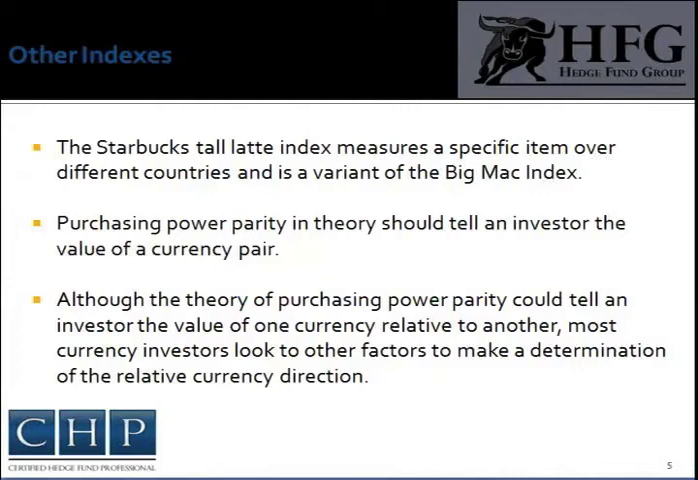Given a specific rate, an analyst can make a determination of whether a currency is over or undervalued on a purchasing power basis. Purchasing power parity, in theory, should tell an investor the value of a currency pair. A currency pair is a relative value of one currency versus another. For example, the euro versus the US dollar exchange rate is currently near 1.30, which means that it costs $1.30 to purchase 1 euro presently.